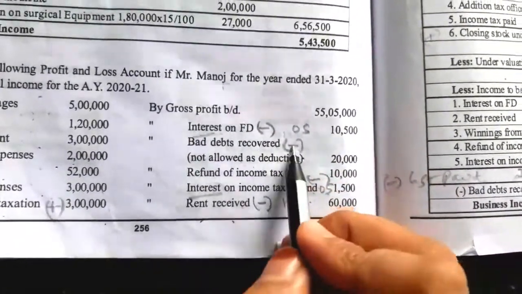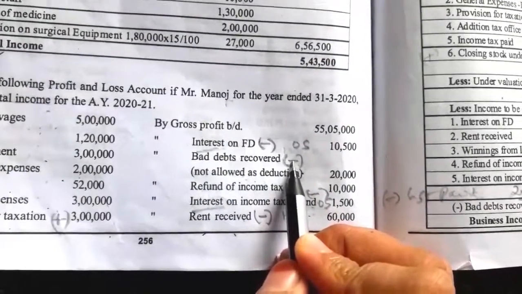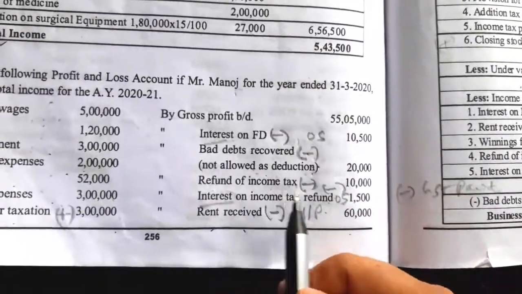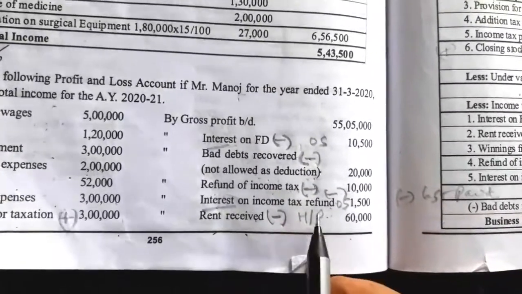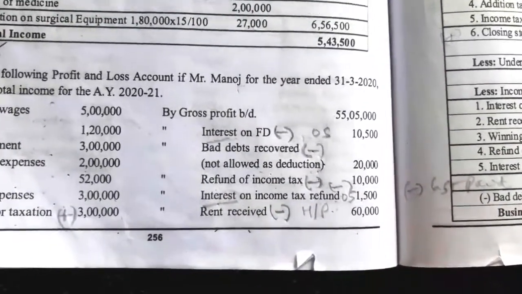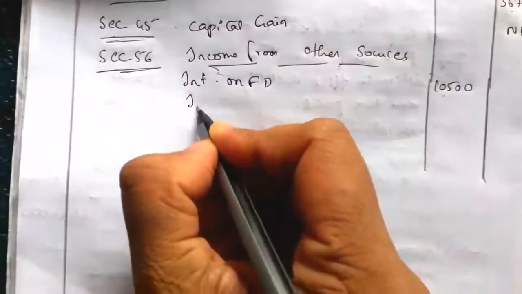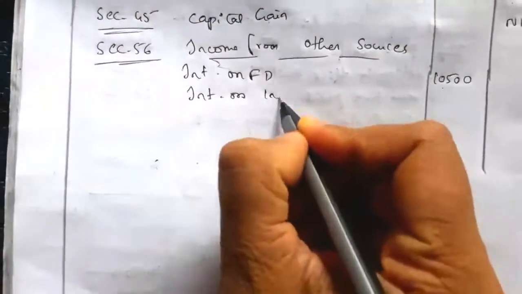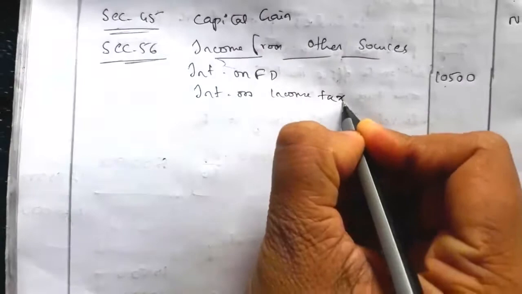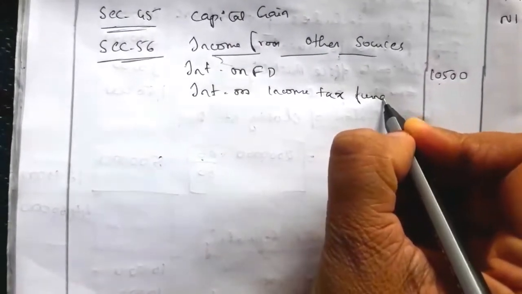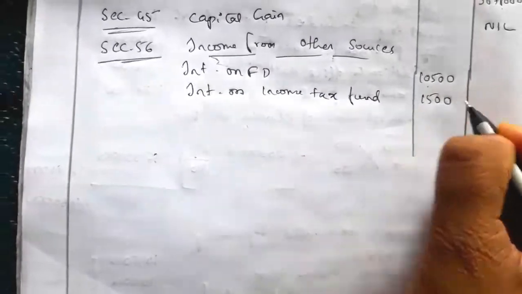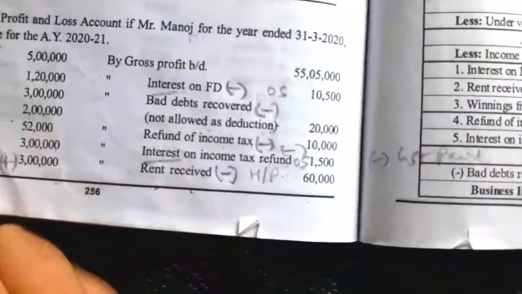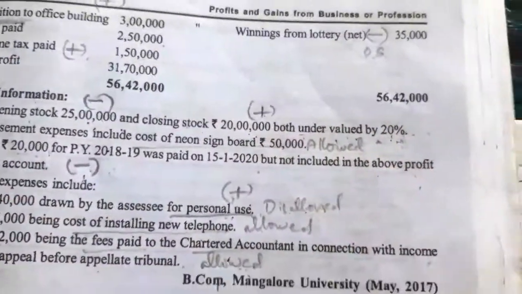Then bad debt recovered is not taxable under other sources. Then refund of income tax is also not taxable under other sources. Then the interest income received on an income tax refund is taxable under other sources, so on this interest income he has to pay tax. That amount, 1,500, is the interest income. Then rent received is taken under house property income. And then the last one we have is winnings from lottery.